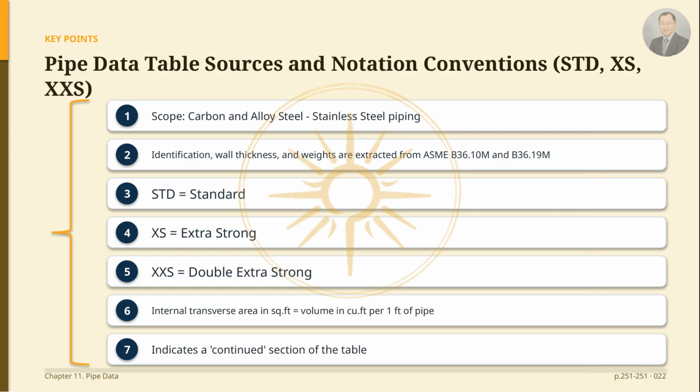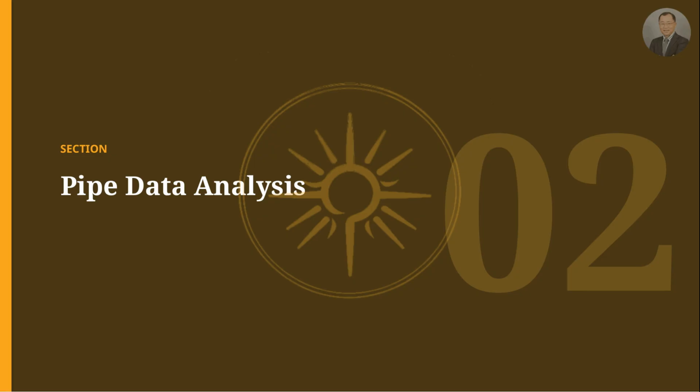This chunk indicates that the table is a continuous section that carries over to the next page. Next, we turn to pipe data analysis.